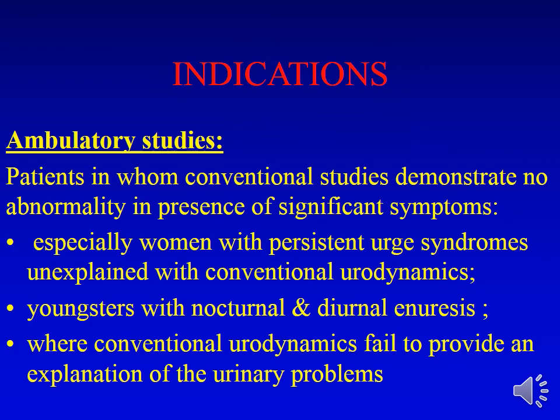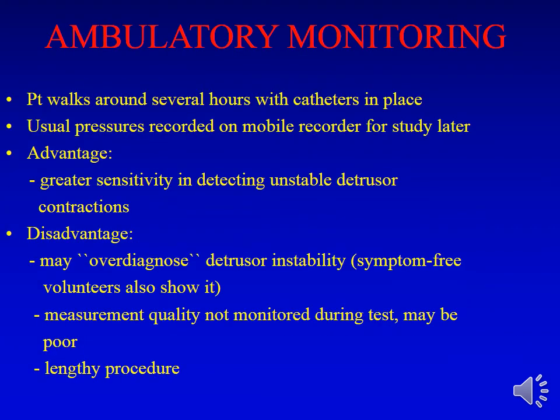Now what about ambulatory urodynamics? Ambulatory urodynamics is where we put various catheters into the urethra and the rectum, or sometimes some people use certain types of wireless instruments and then put in the bladder. We rarely do this. What are the indications? I think I've explained it before. Patients in whom conventional studies demonstrate no abnormalities. It's very difficult to read the tracings, but probably it's indicated when everything else fails, when conventional studies fail, and then you have to do an ambulatory study.